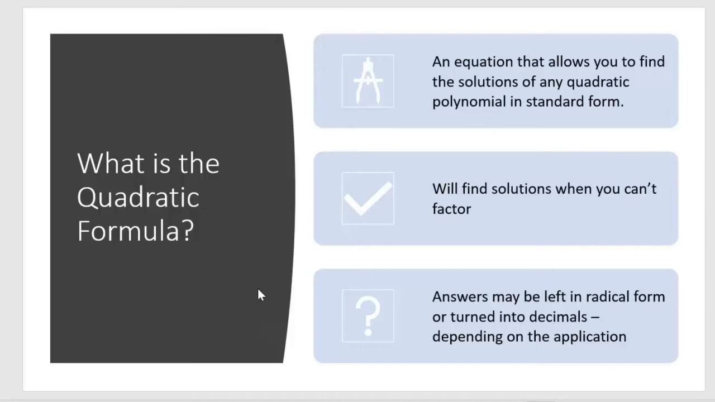The answers for these we'll leave either in radical form, so we'll simplify the radicals and reduce the fractions if possible, or we can just leave the answers in decimal form. The answer we're looking for, the form of our answer, will depend entirely on the application. For us, the questions will guide us as to which form the answer should take.